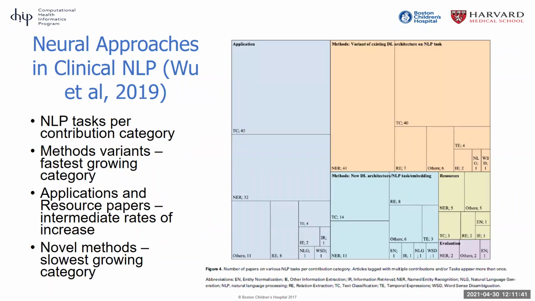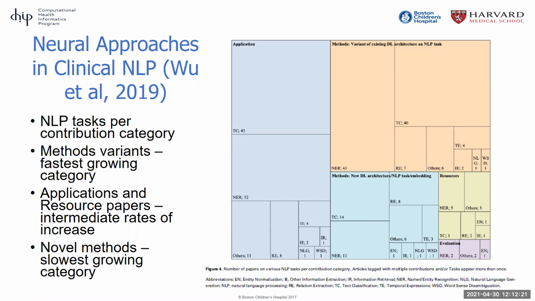The neural approaches are fairly broad, but the paper lists the contributions of the clinical NLP community to the development of the neural approaches. The figure that you see captures that visually. And the main conclusion from that figure is that there is a lot of effort in creating variants of the state-of-the-art methods, but applied to the clinical domain. That's the fastest growing category.